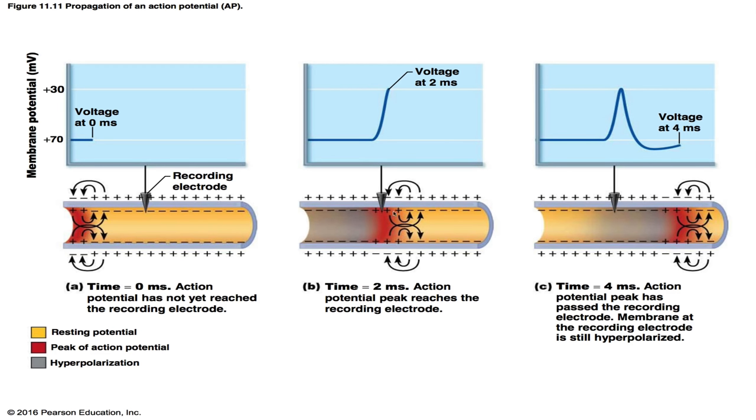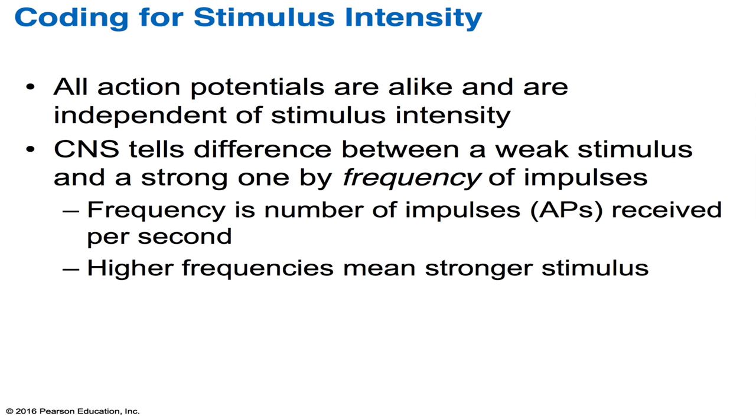And what we're seeing over here is that at this point this cell is not going to be able to depolarize again because it's still undergoing hyperpolarization. However, at this point, if another action potential was applied, it would depolarize. Action potentials are all alike, and once they're generated, all action potentials are independent of stimulus strength.